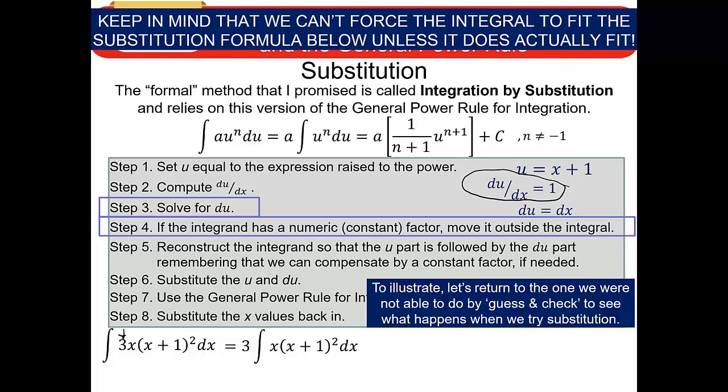You can take constant factors and separate them from the other work you're doing. So start off the same. I want to reconstruct that integrand so that the u part is followed by the du part. The u part is the thing that's got the x plus 1 in it, so the u part will be here. I want to put the du part, dx together, but here's the problem. dx is just equal to du.